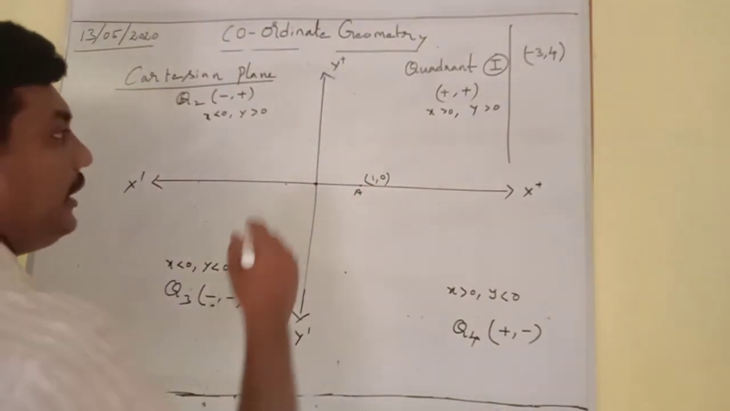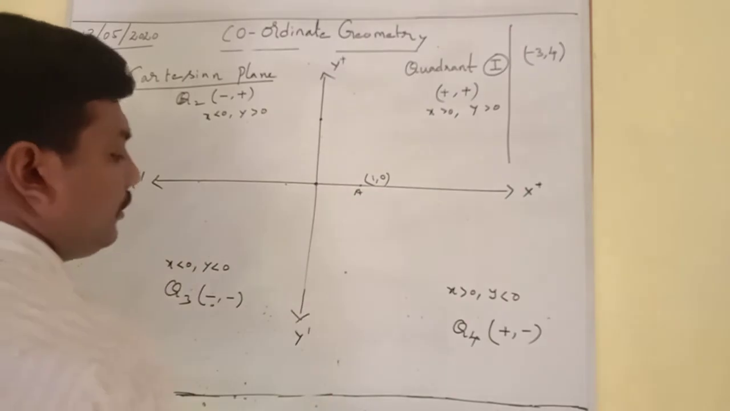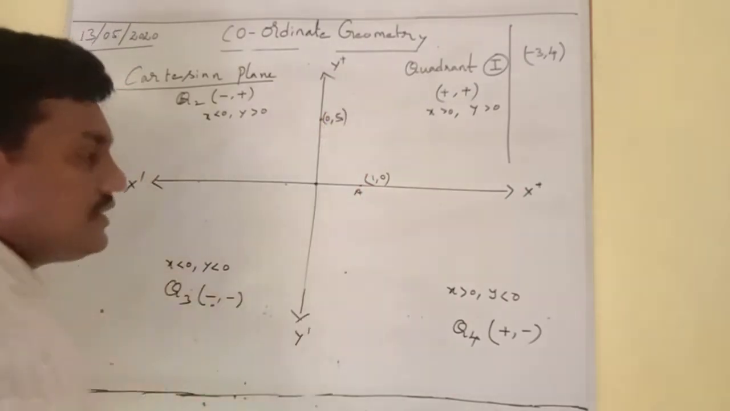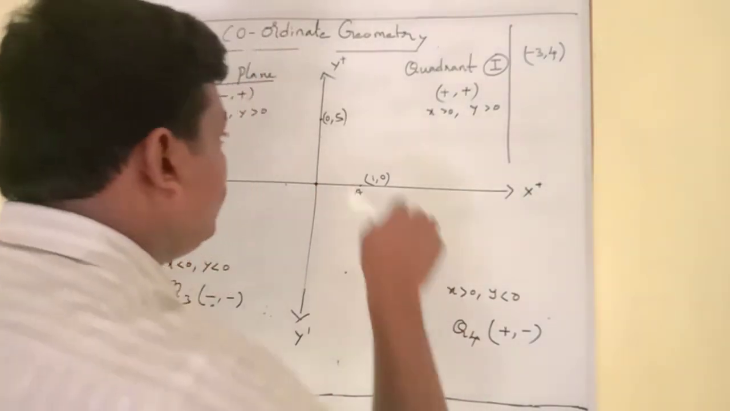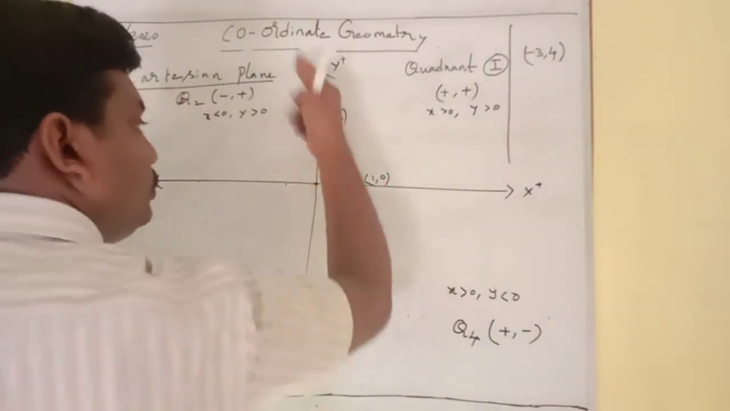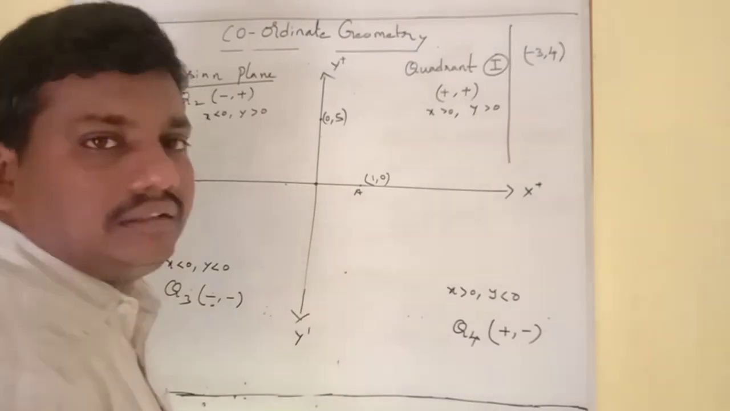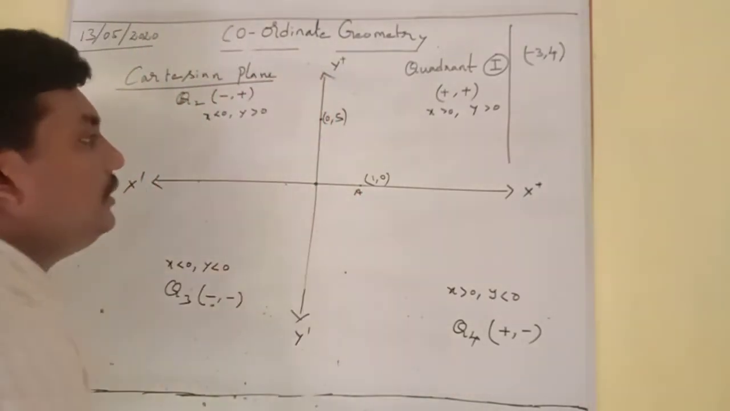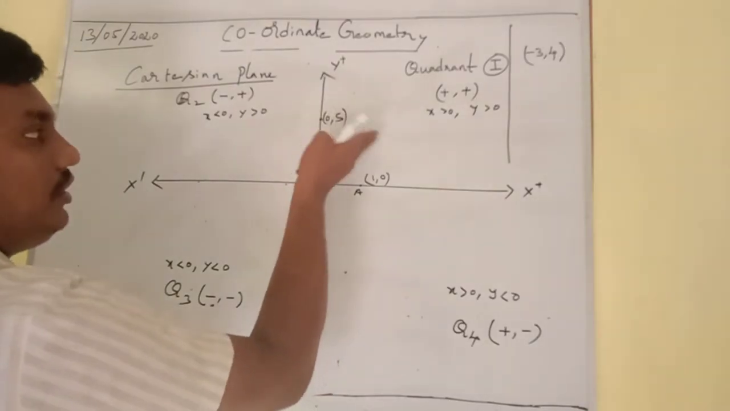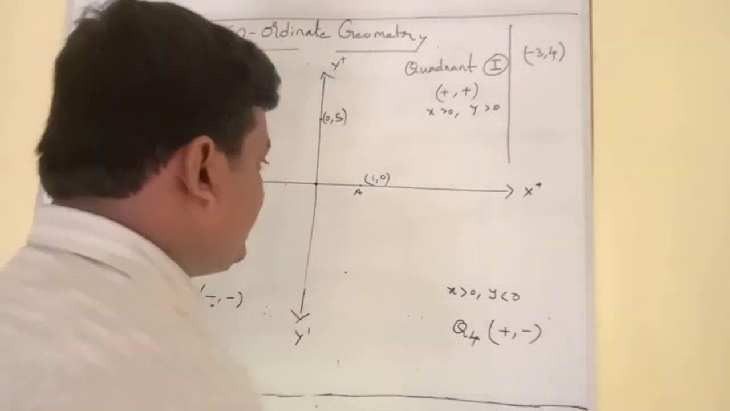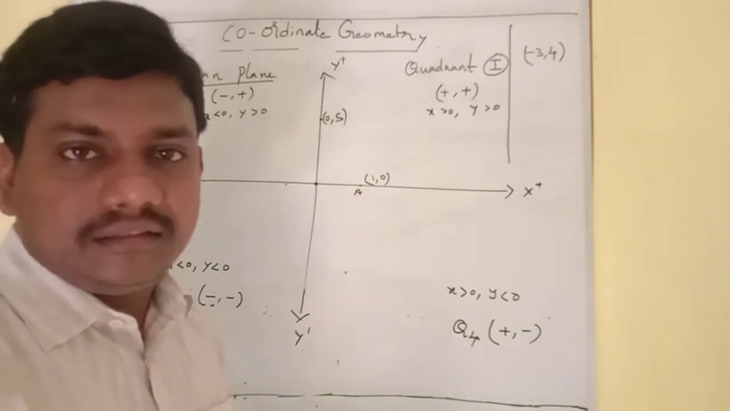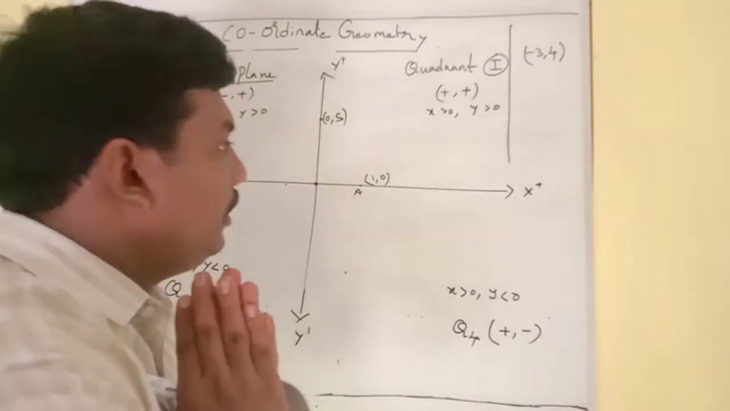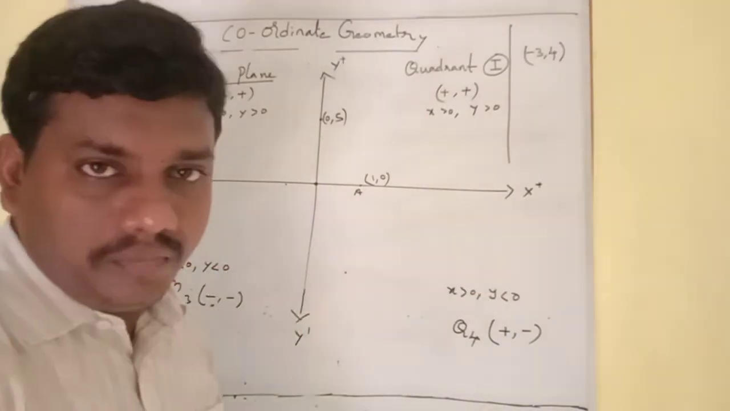And here you can consider the point where x is 0 and y is equal to 5. This point belongs to the positive y-axis. So generally we can say this is a point on the y-axis, and this is a point on the x-axis. But points on the x-axis and y-axis are not in any quadrant.